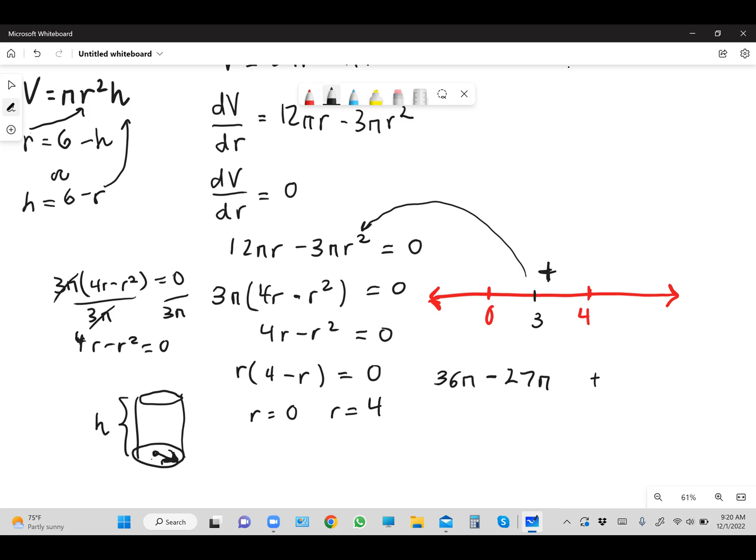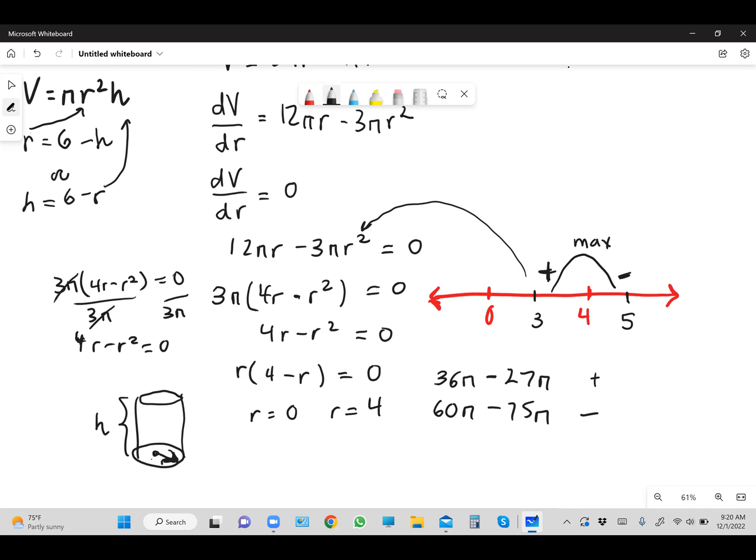So let's test over here at 5 what happens. 12 times 5, that's 60 pi, minus 75 pi. Obviously, it's going to come out negative. So now we know it's increasing, decreasing. So this is going to be a local maximum. It's probably going to be the maximum.